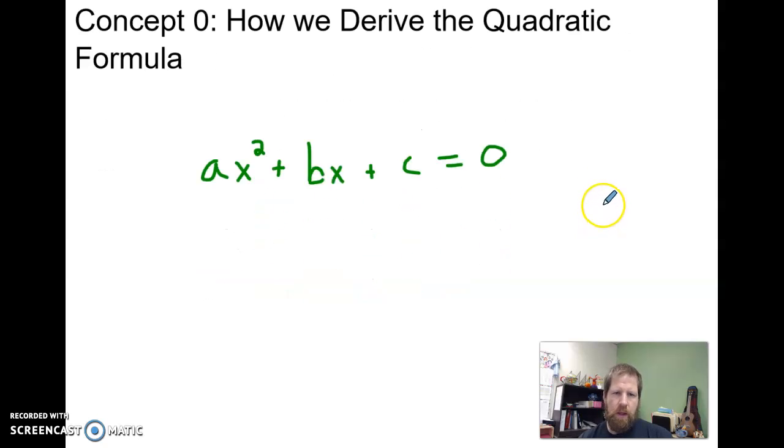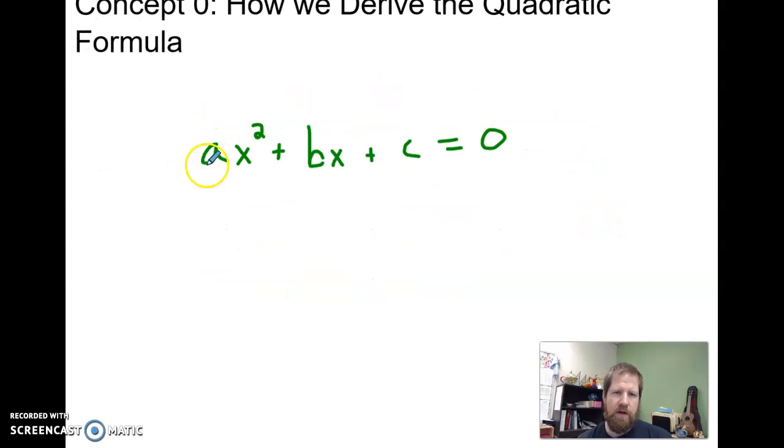All right, so we have our quadratic equation, our standard quadratic equation, and it is important to note that a cannot equal 0. Okay, sometimes I forget about that or don't worry about it because if a equals 0, it's not really a quadratic equation.